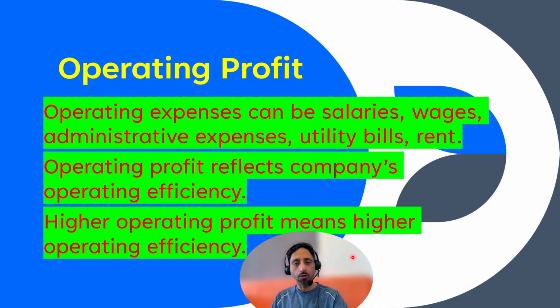And if there is a problem in the operating profit, if there is a decline in the operating profit, then it means your operating expenses are getting out of control and you have to take strict action to improve the operating efficiency within the corporation.